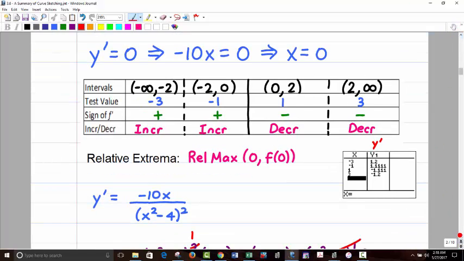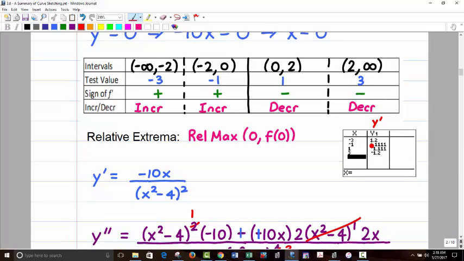And you can see over there, it goes positive, positive, negative, negative. Increase, plus, plus, minus, minus. That means increase, increase, decrease, decrease. And keep in mind that the discontinuities cannot be mins or maxes.